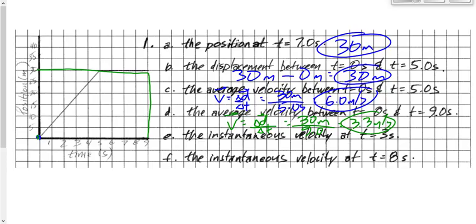Why is my average velocity lower in question D than it is in question C? Yeah, because we stopped, right? That still counts, but when you stop, that decreases your average velocity.